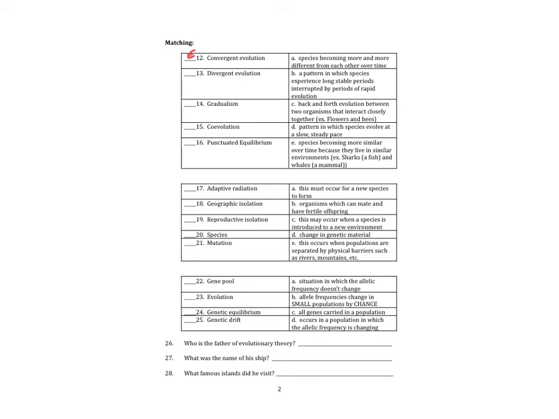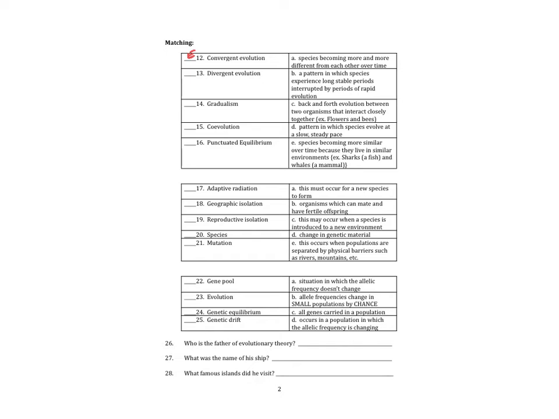So an example would be like sharks, which are fish, and whales, which are mammals, both live in the water, so they've both adapted ways of moving through the water with fins, and they've both adapted ways of breathing, whether it's pulling oxygen from the water or pulling oxygen out of the air.